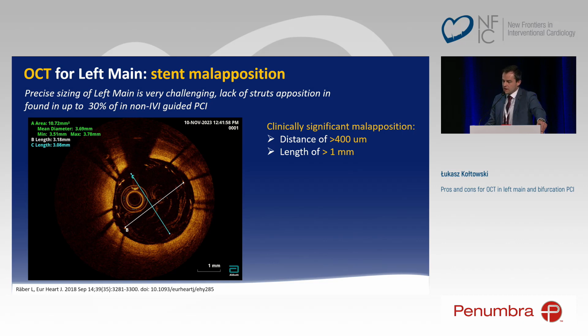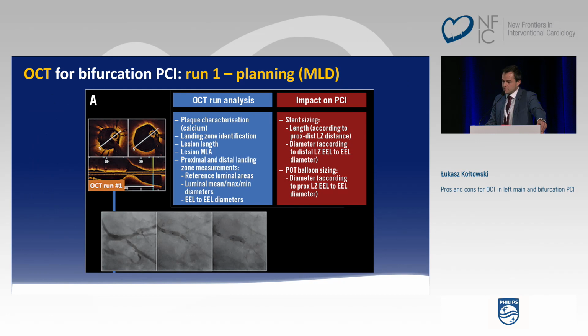If we do a manual IVUS pullback, this is difficult. Now with automated IVUS pullbacks, we can have that measurement as well. But many of us are using manual IVUS pullbacks, and these manual IVUS pullbacks do not allow us to measure the length. To do a good job, we need to follow a step approach and understand what OCT will bring us at different steps of the procedure.